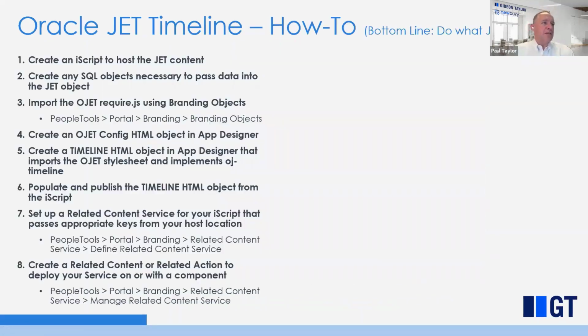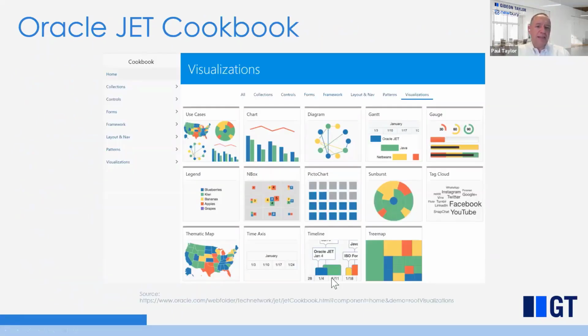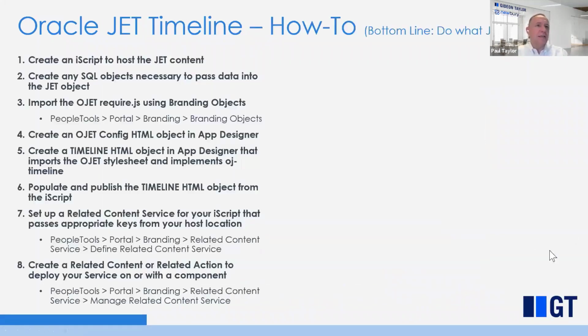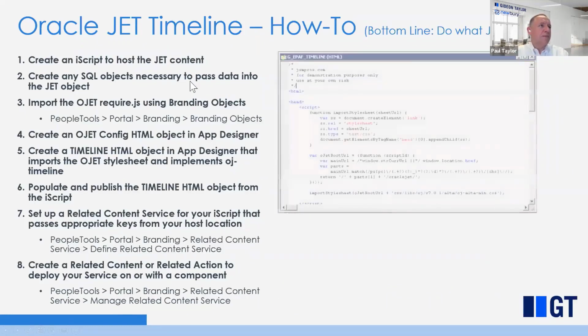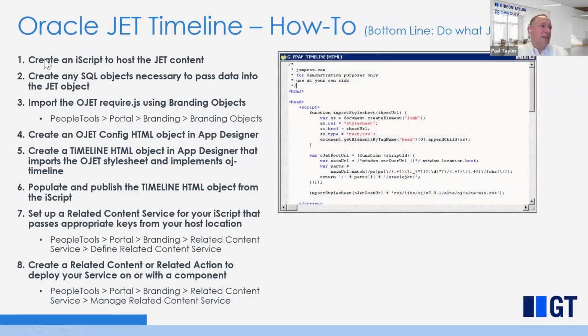Specifically, we're going to build a timeline like this for job data to be able to see what happened when for a particular employee as they went through various transactions or as various things happened to them during an employment process. I am not going to run through all of this. Again, this is your documentation when you decide to try this for yourself, but you're going to run through creating an iScript that's going to actually host the content.